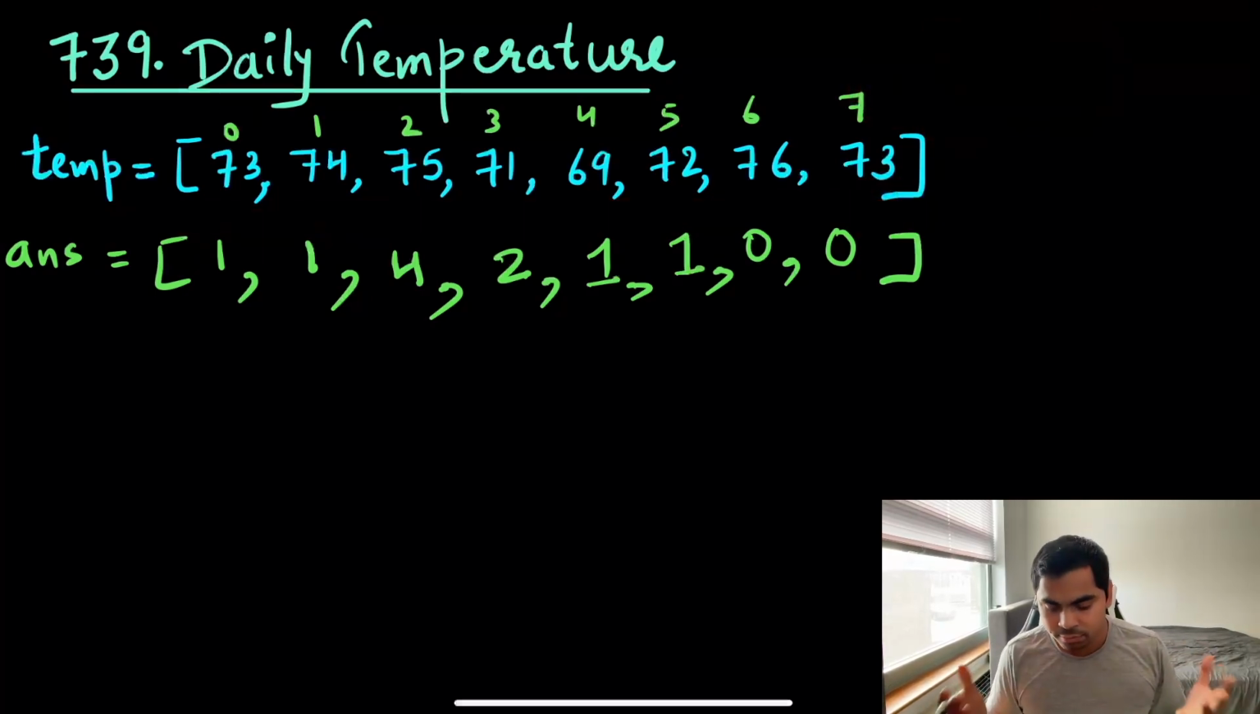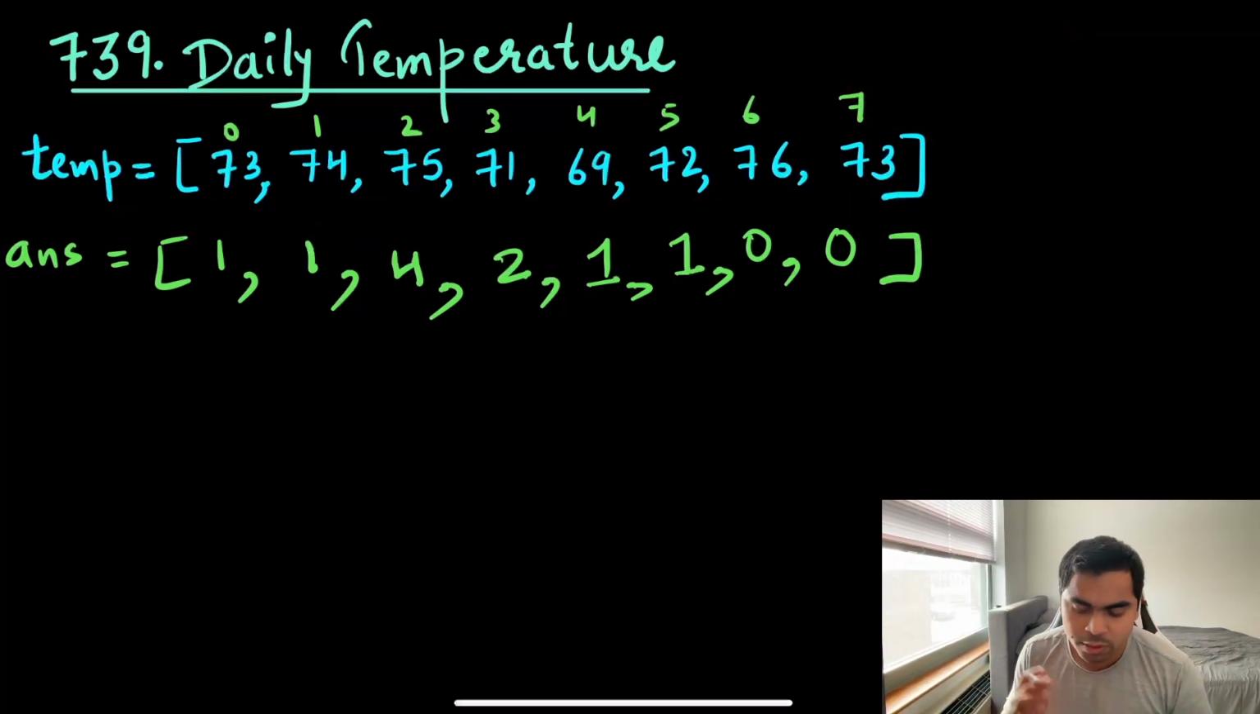Can we do better? Yes, we can. How are we going to do it? We're going to use a stack to keep track of the greater temperatures seen before, and we are going to do it in reverse order.